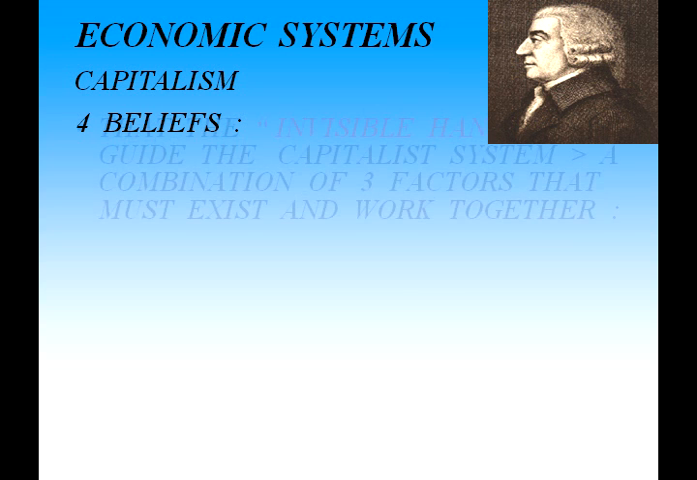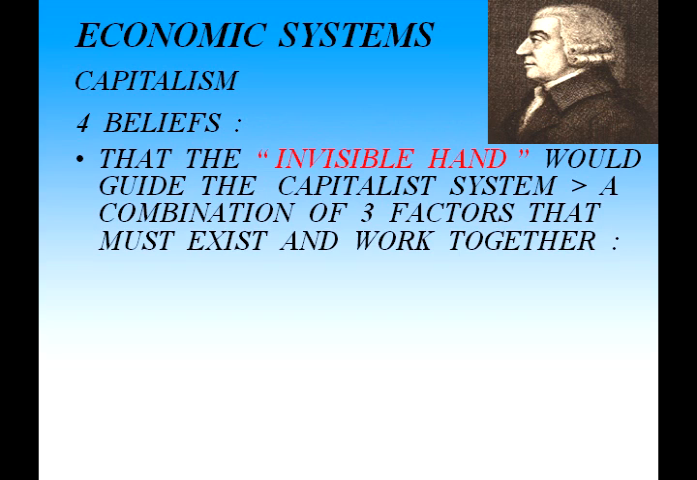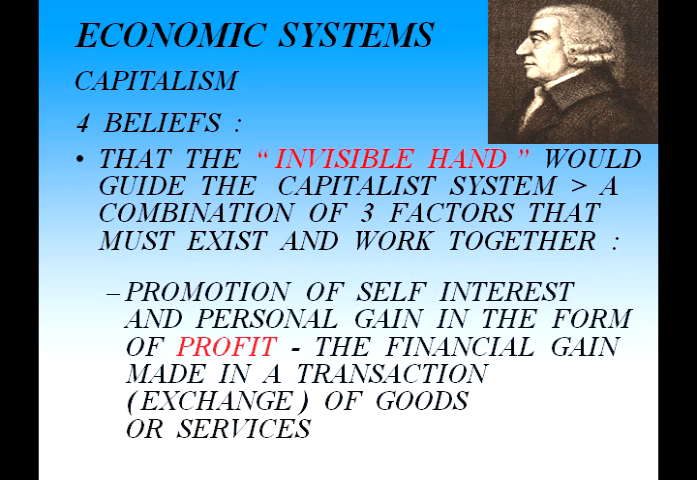Adam Smith said that the invisible hand would have to exist to guide the capitalist system. And what he termed the invisible hand is a combination of three factors that must exist and work together for the system. Here's the first of the three factors that must exist.